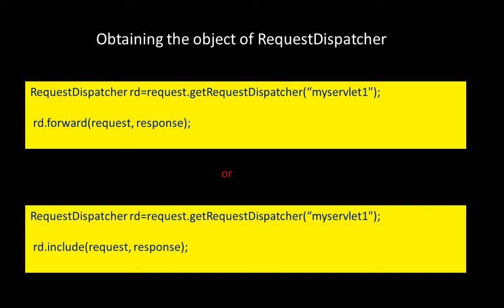The first statement is just like this, getting the object by writing RequestDispatcher rd is equal to request.getRequestDispatcher, and within parentheses I have written myservlet1. Now I don't want to forward the control to this page, I just want to include the content of this page. So I would write rd.include(request, response). Let me repeat this again. Request is an object of HttpServletRequest, and response is an object of HttpServletResponse. And we get these objects automatically when we use doPost or doGet methods in our servlets.